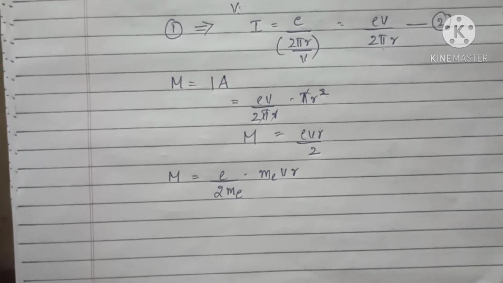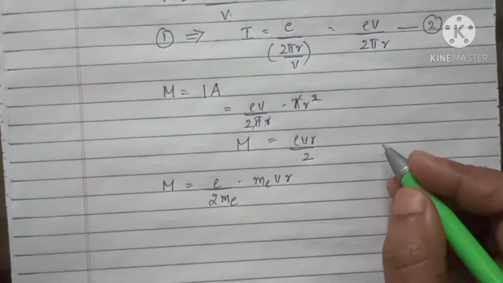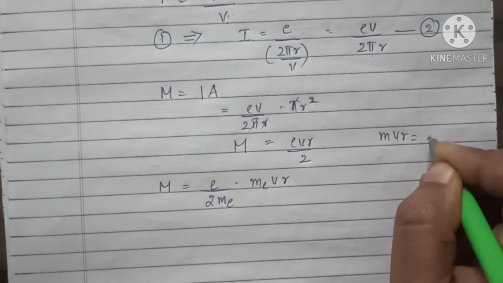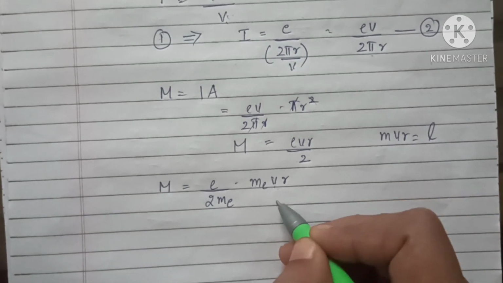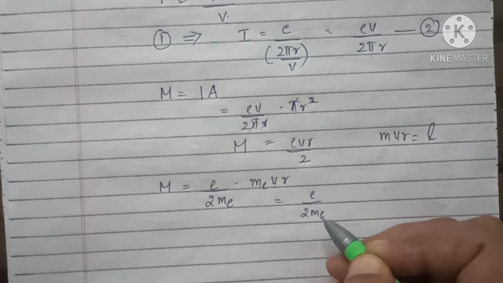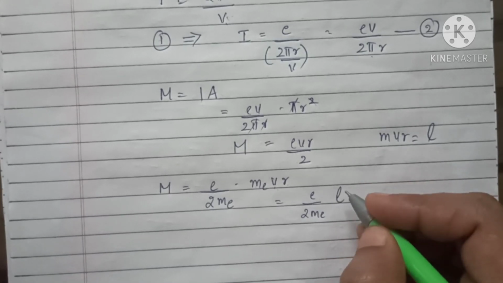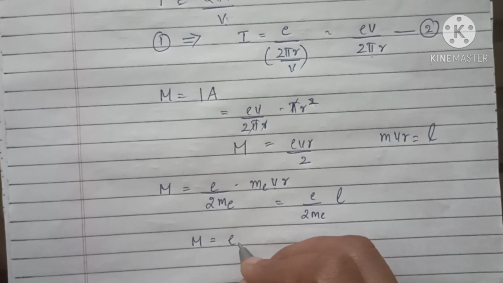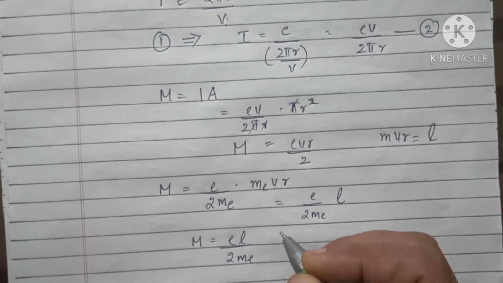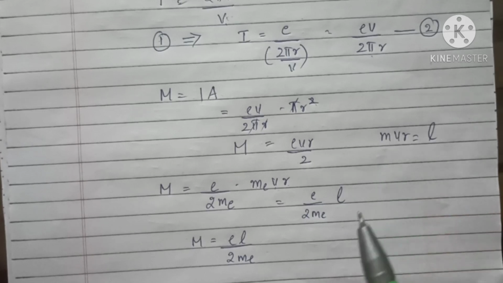Clear for you? Now listen, this is mvr. What is this mvr? mvr means angular momentum, isn't it? You have studied this in Bohr's theory and the atomic model, and also in plus one. So you can substitute here, that is e by 2me into L. Or you can write m is equal to eL by 2me, where L is the angular momentum of the electron.